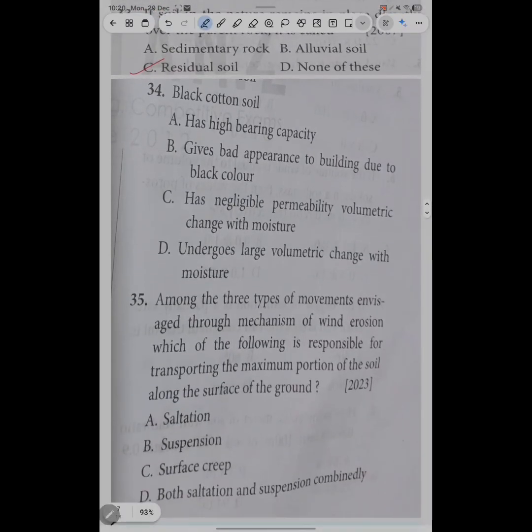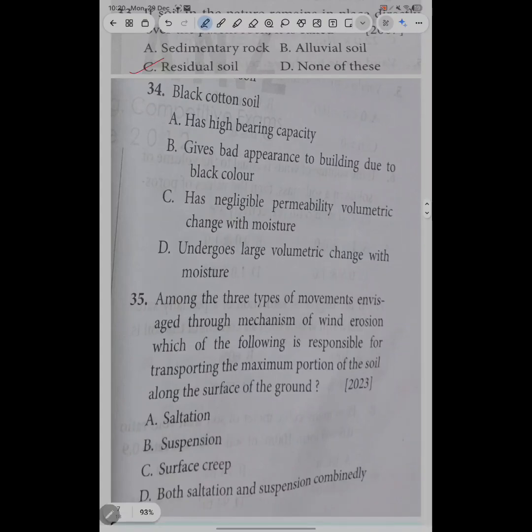Next question: black cotton soil has high bearing capacity, gives bad appearance to building due to black color, has negligible permeability, undergoes volumetric change with moisture. Black cotton soil contains a large amount of montmorillonite. Because of that presence, it has high swelling and high shrinkage. So here the answer is it undergoes large volumetric change with moisture.